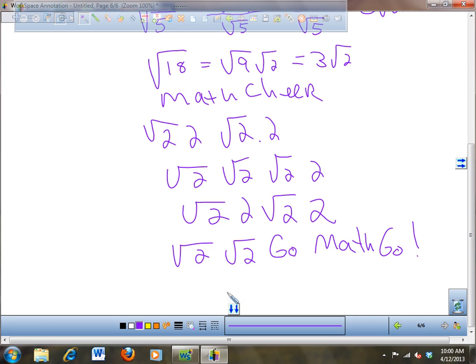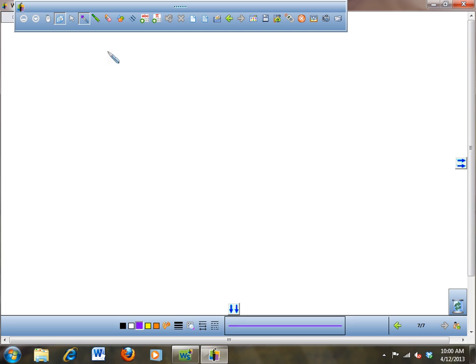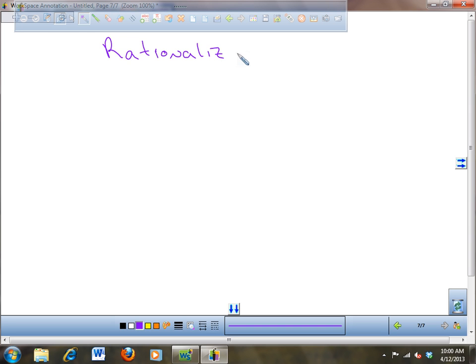All right, so the last thing we're going to learn about is called rationalizing denominators. Take good notes on this, people. Okay, this is called rationalizing denominators.